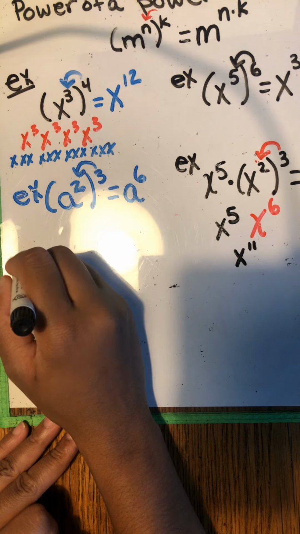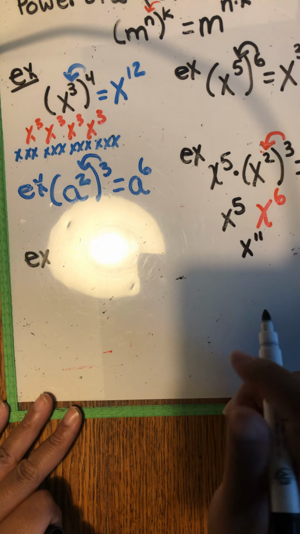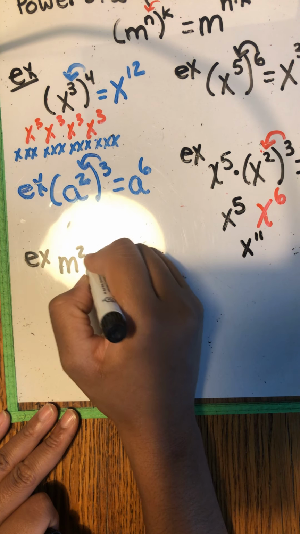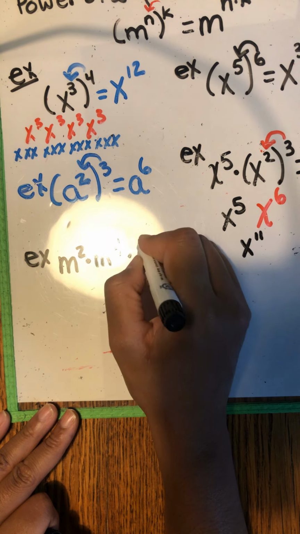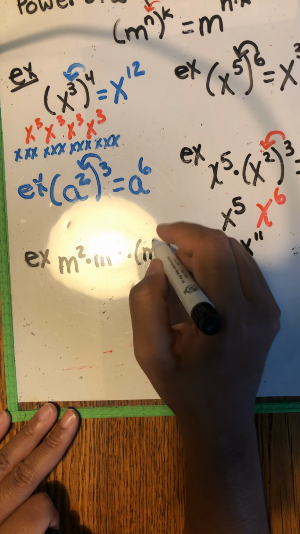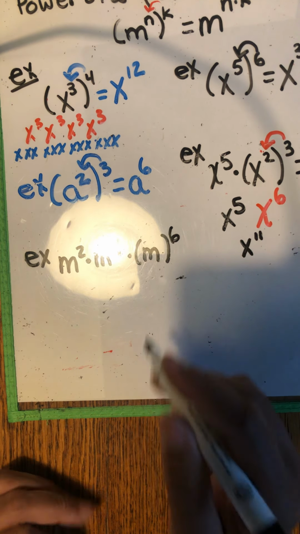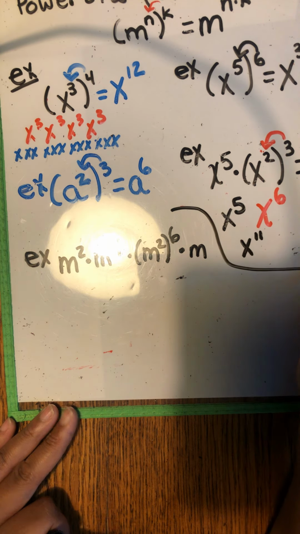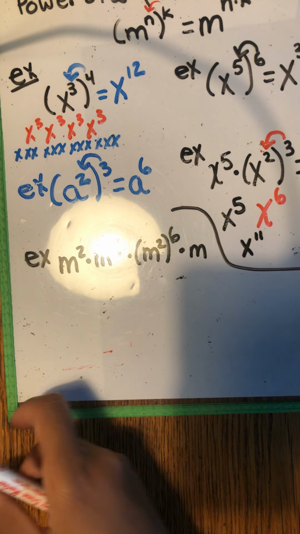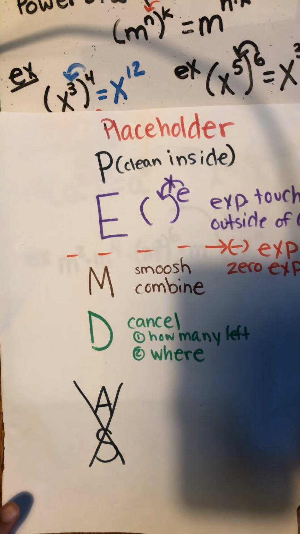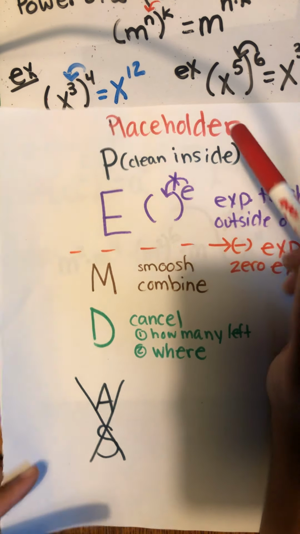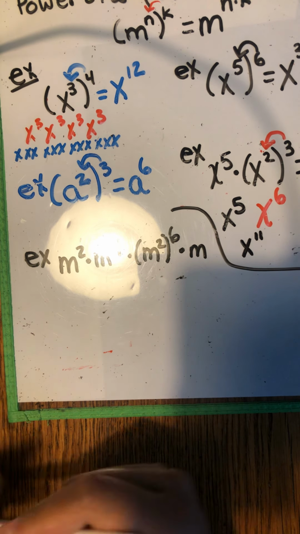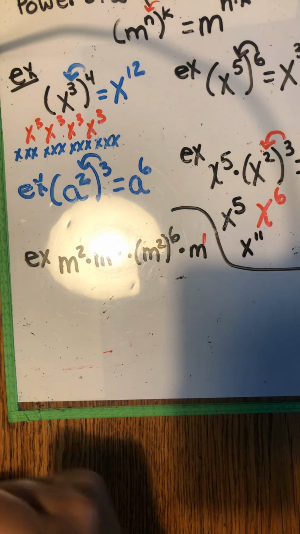Let's try another one. A lot going on here. Let's go to our checklist. Does everything have an exponent? First thing I'm going to check for is, does something need a placeholder? This one's good. We're good. Well, this one doesn't have an exponent. Let's give it an exponent.